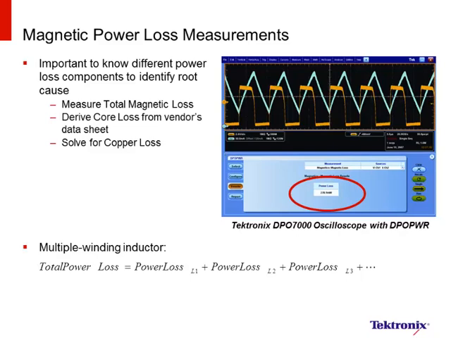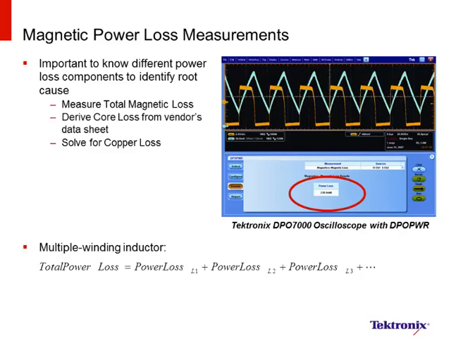Here we show the measurement result for a single-winding inductor. The setup was as simple as probing the voltage across and the current through the magnetic component. The yellow trace is the voltage across the inductor, and the blue trace is the current through the inductor. The power measurement software automatically computes and displays the power loss figure. It's shown here as 278 milliwatts.